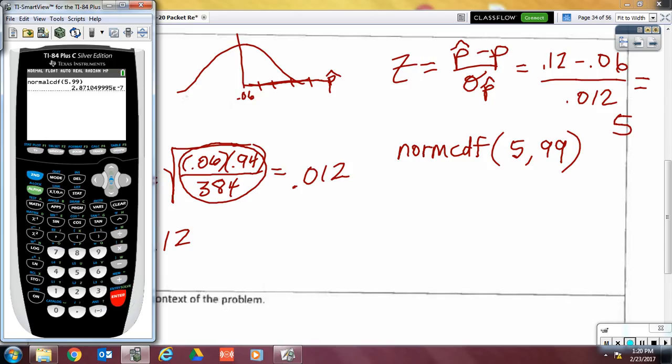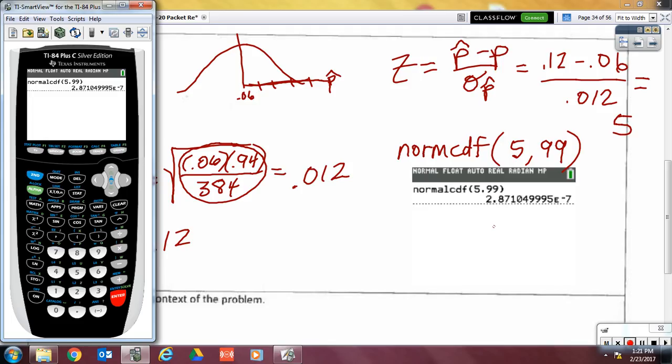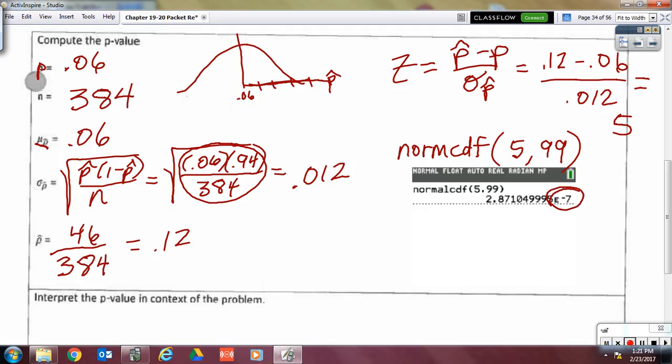I get this number, okay, and people, what do you notice? Is this 2.87%? No. Okay, guys, you can't have a probability that's 2.87 something. That's 287%. If you see a number that is over 1 right here, then you must have something at the end that's order of operations. So this is essentially 2.87 times 10 to the negative 7th.